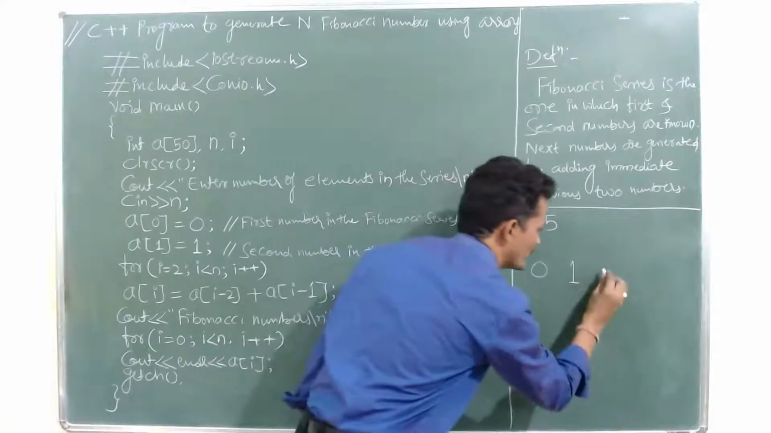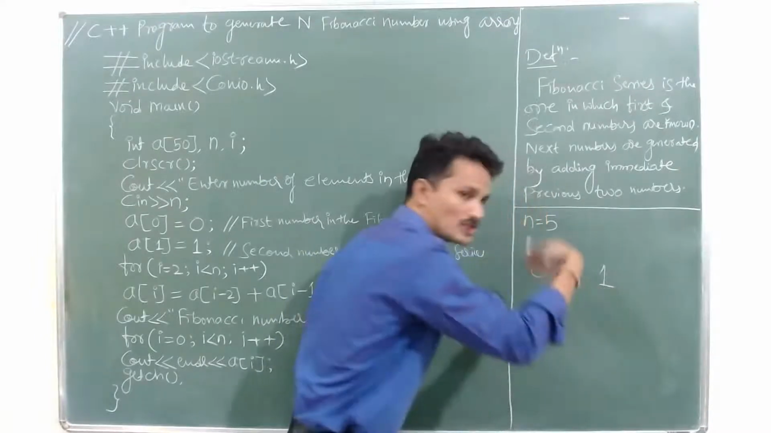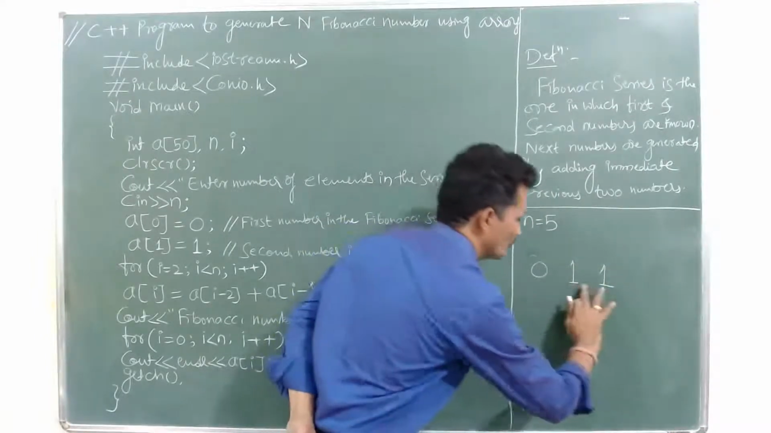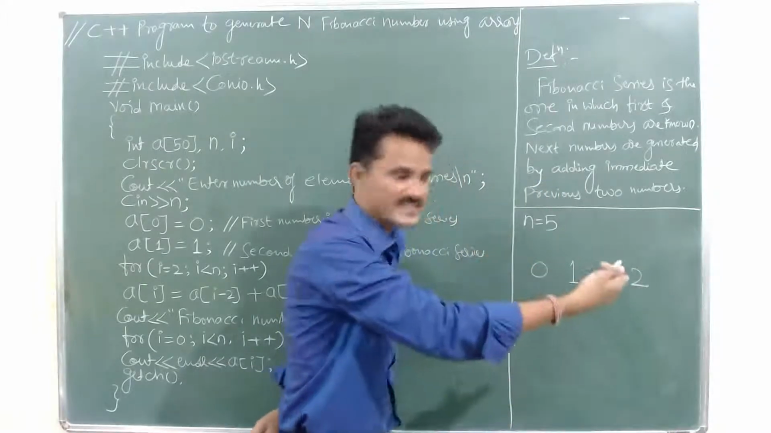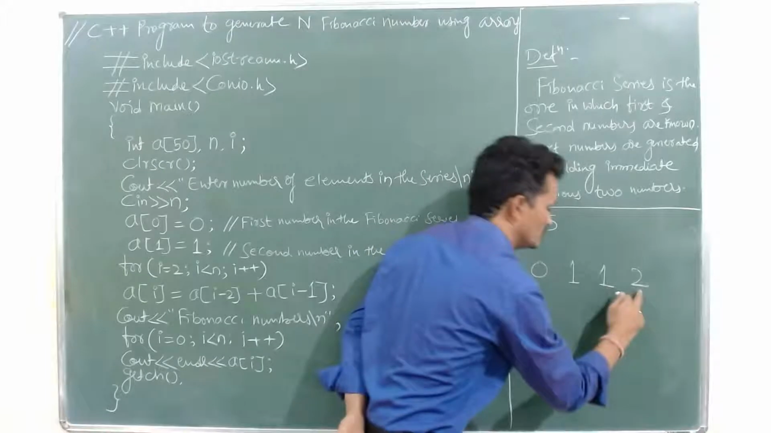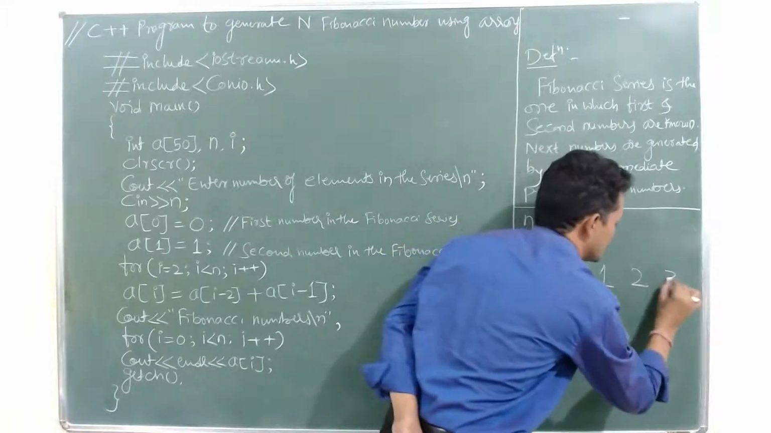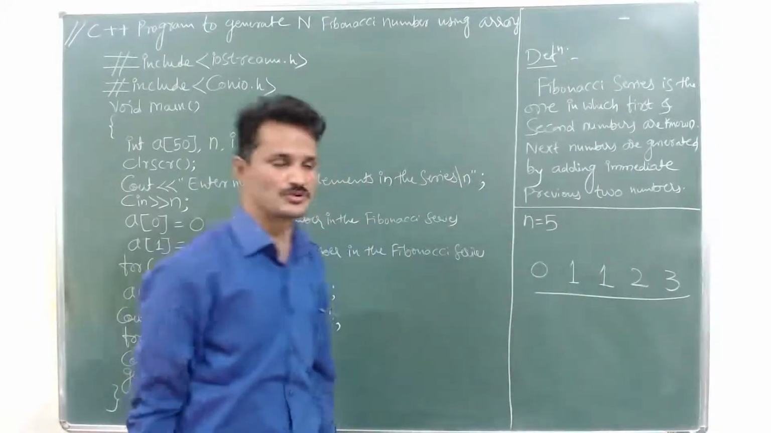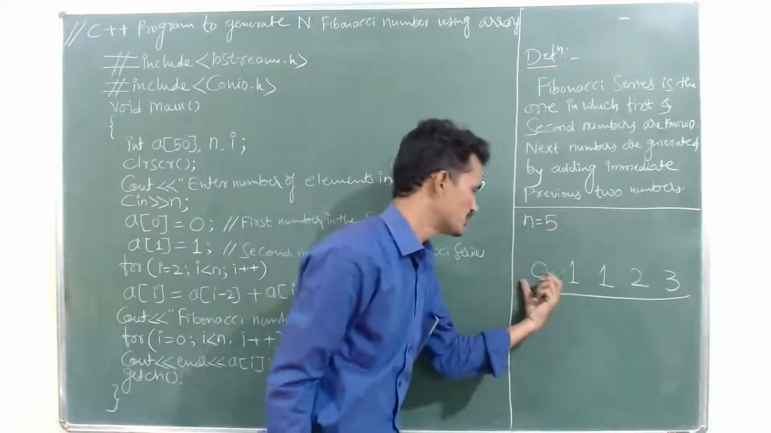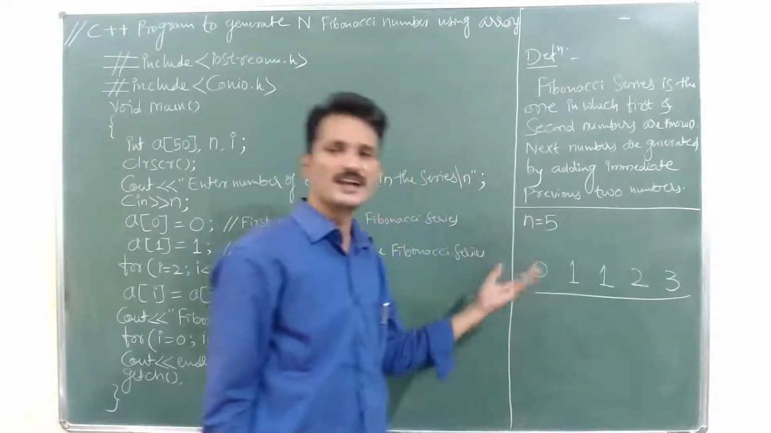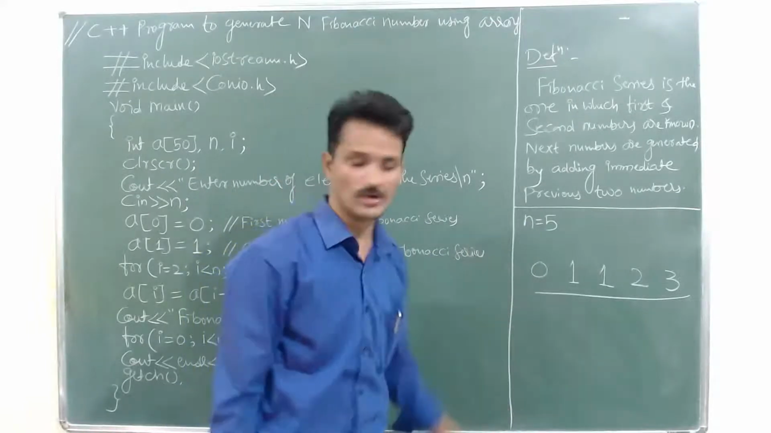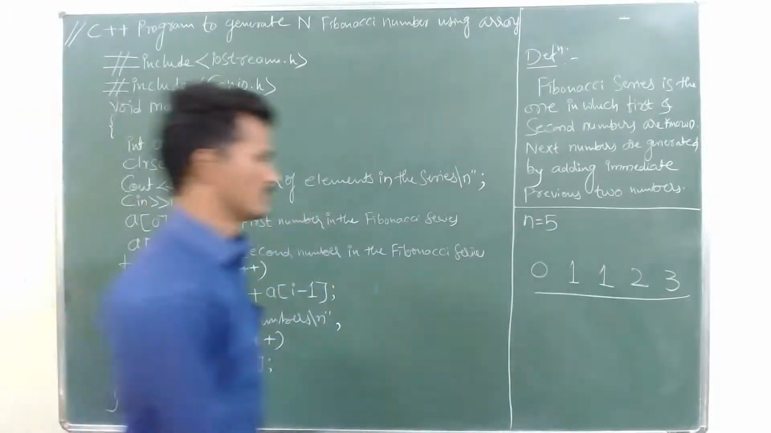1 plus 0 is 1. Okay. Then next, in order to generate the fourth number, we will add these two. 1 plus 1 is 2. In order to generate the next number, add these two. 2 plus 1 is 3. This is the output. Okay. See here, n equal to 5: 1, 2, 3, 4, 5. This is the output. You may take another number, 5 or 10. Okay. So the same procedure will be applicable.